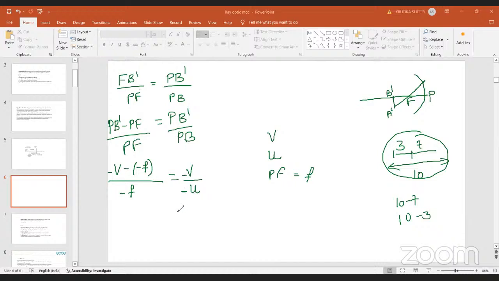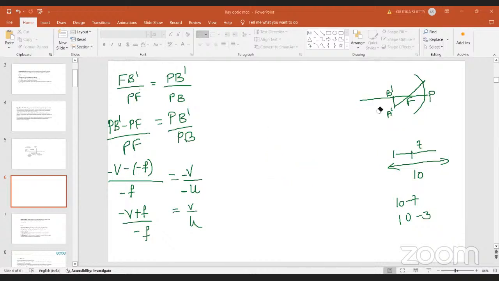distance also comes as minus. So if anyone has not understood the substitution, please ask, and here minus by minus, so it will be plus, therefore it is V by U. And here if you write it, it is minus V minus into minus plus F divided by minus F. Please check. If any term is not clear, please ask.